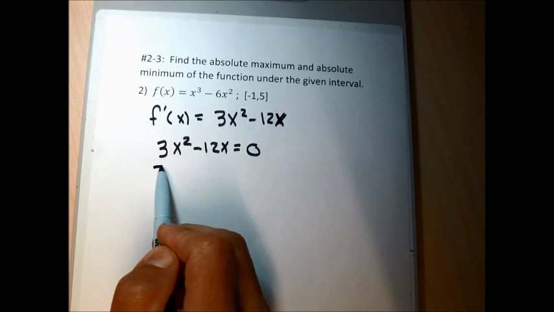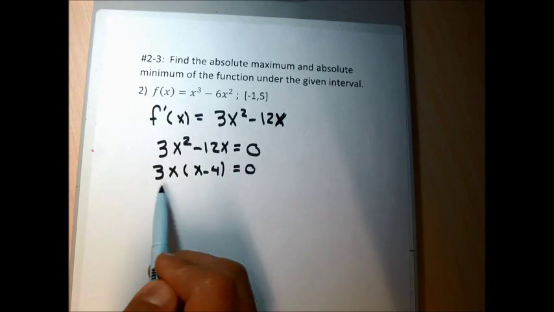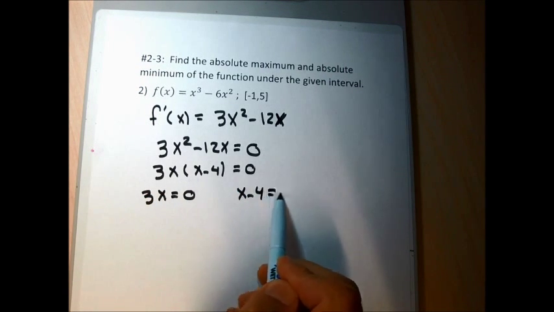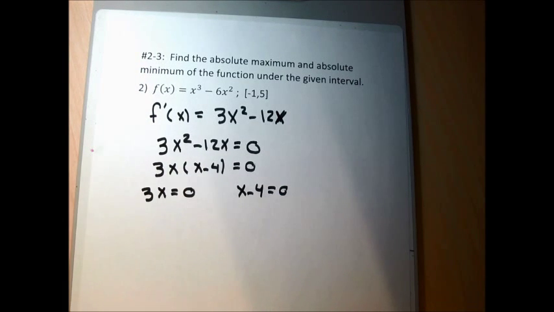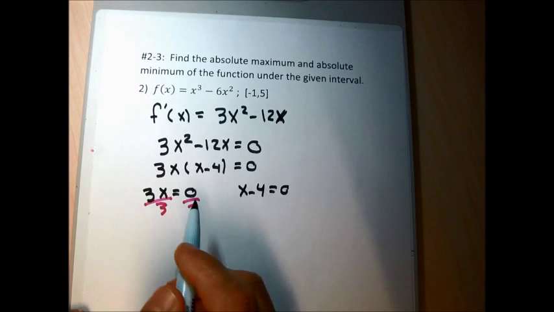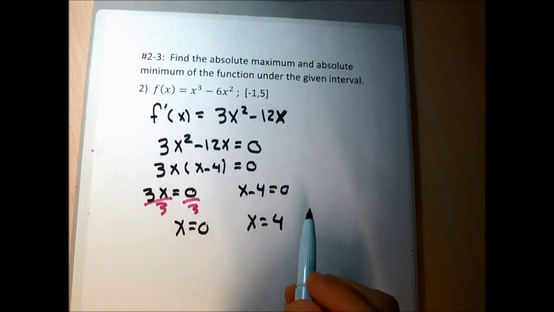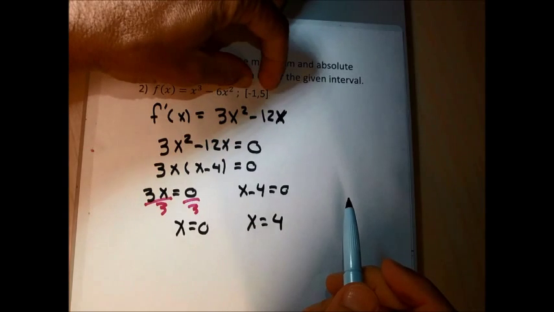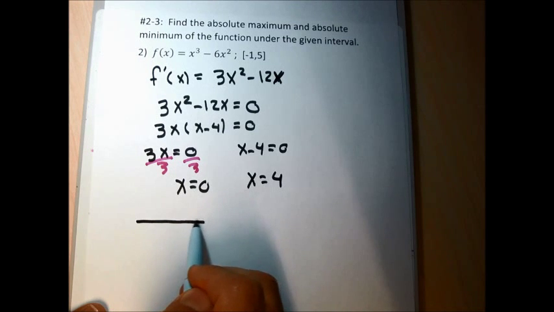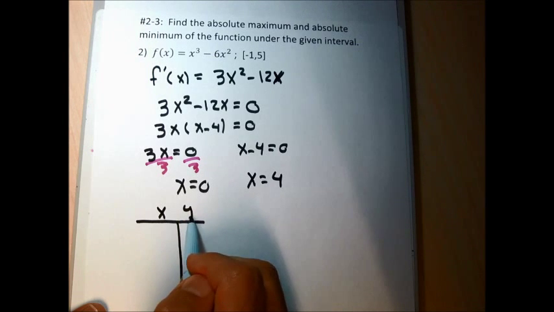Pull out my common factor of 3x. Set each of the factors equal to 0. On this one you divide by 3 and you get x equal to 0. This one you add 4 to both sides and get x equal to 4. Since both the critical numbers are within the interval negative 1 to 5, I have to include both of them in my computation. Once you get the critical numbers that are between the given numbers, you make a table.